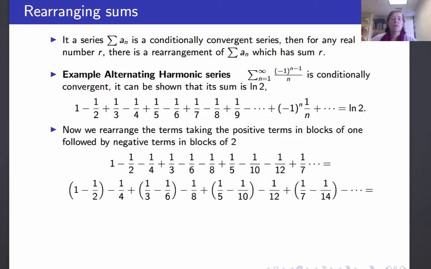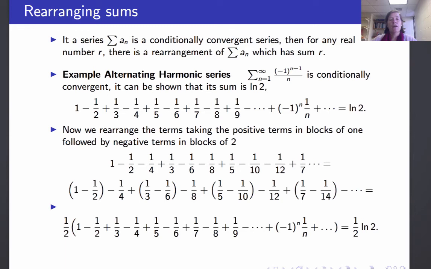And now I'm going to rearrange the terms a little bit. I'm going to take the positive terms in blocks of 1, followed by the negative terms in blocks of 2. So my new series is 1 minus 1/2 minus 1/4, plus the next positive term 1/3, minus the next two negative terms, minus 1/6, minus 1/8, plus 1/5, minus 1/10, etc. And now we can pair each positive term with the next negative term, and I get (1 minus 1/2) minus 1/4, plus (1/3 minus 1/6) minus 1/8, etc.